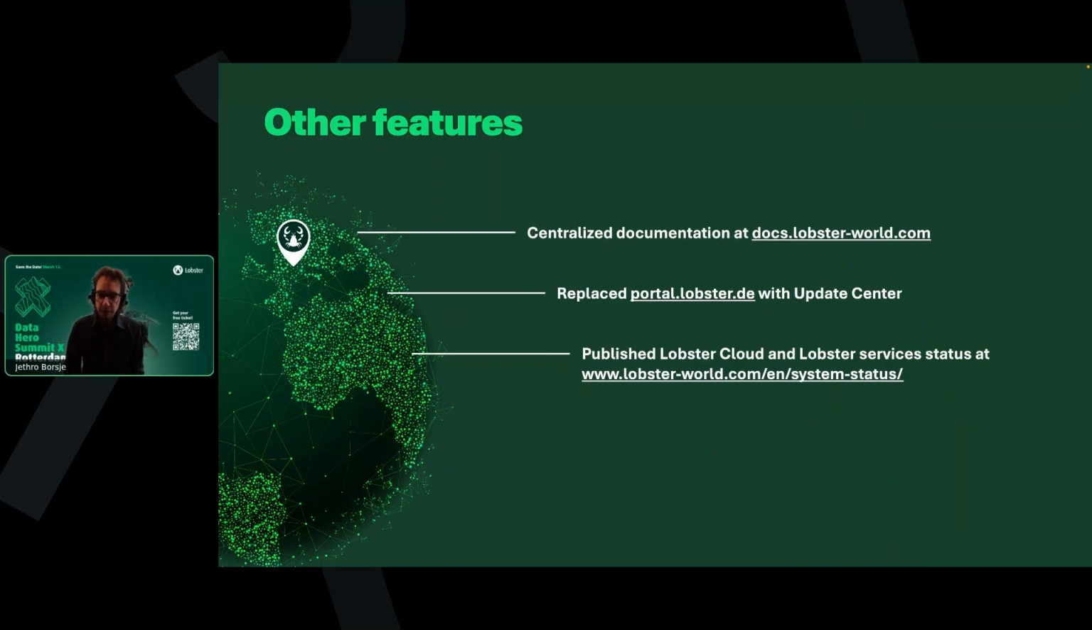And finally, we have started to share the uptime and availability of both the Lobster Cloud as well as our Lobster services, such as Pathfinder and others, in the transparent status page. If you go to that link you see on the screen, you can actually see live whether the Lobster Cloud and the Lobster services are available or not. You can see the uptime over the last 30 days. You can subscribe to maintenance notifications, so you get an email. You can also subscribe to immediate emails if something goes down. So you're automatically and immediately informed if there is an issue.